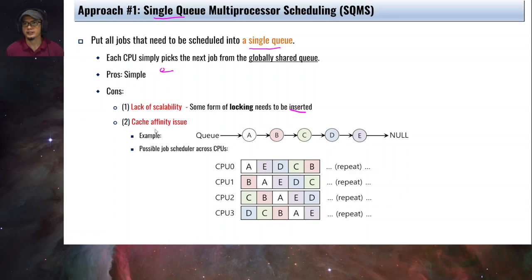Another one is the cache affinity issue. So let's have an example. So this will be the ready queue. We have five processes, A, B, C, D, and E. And then we have four CPU cores, CPU 0, CPU 1, CPU 2, and CPU 3.